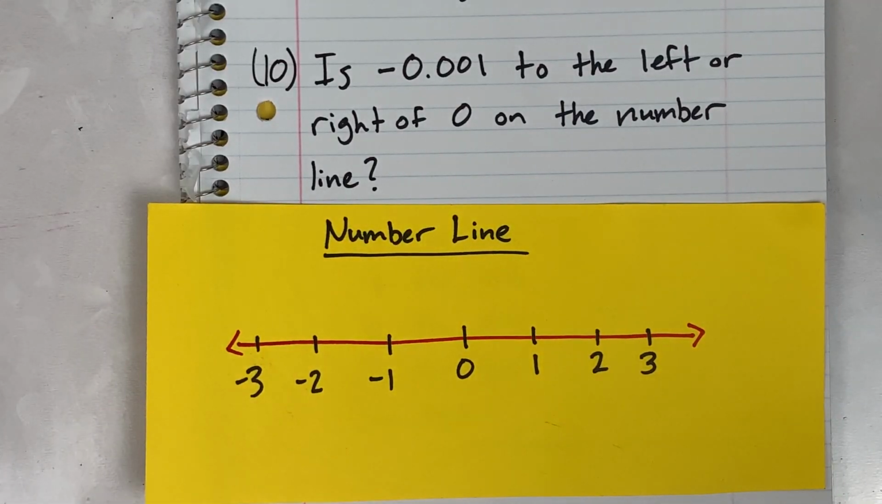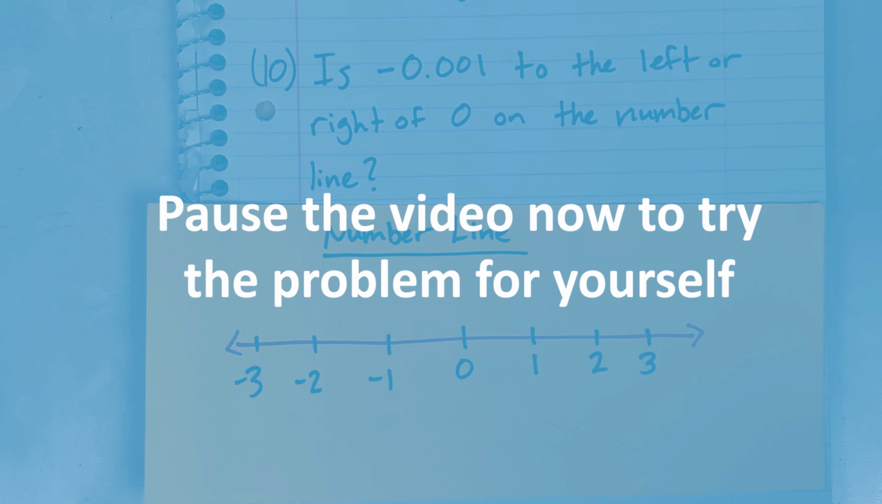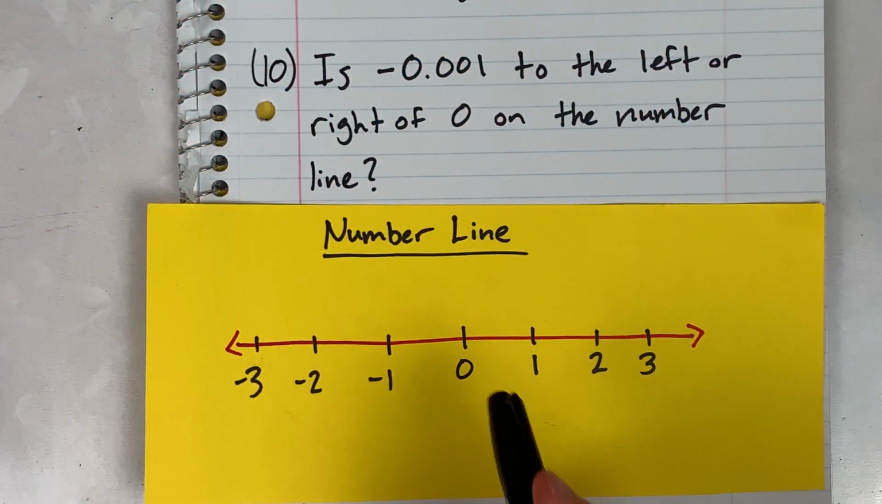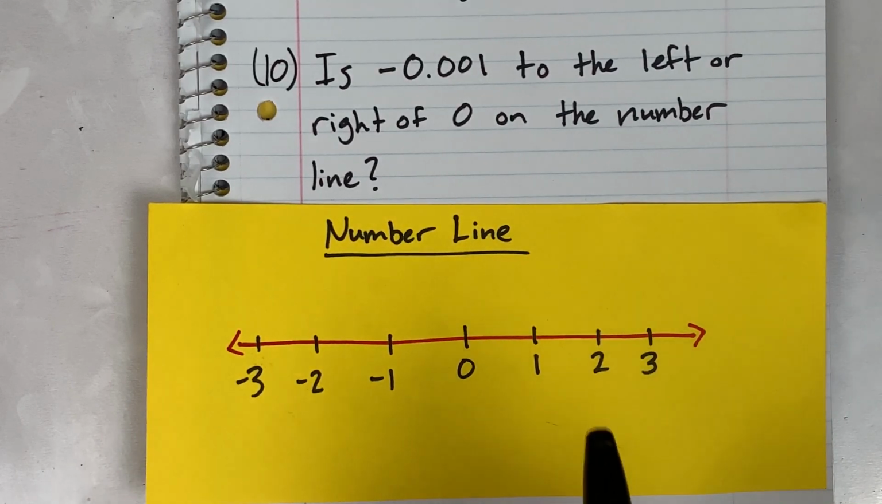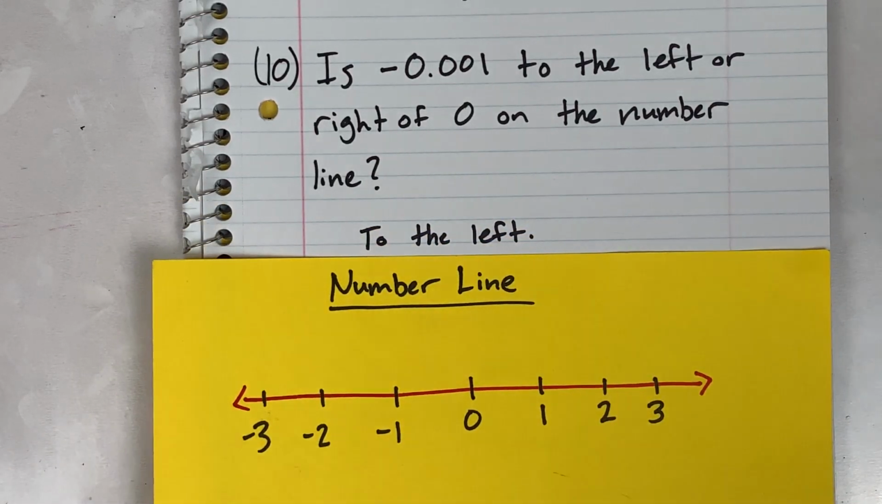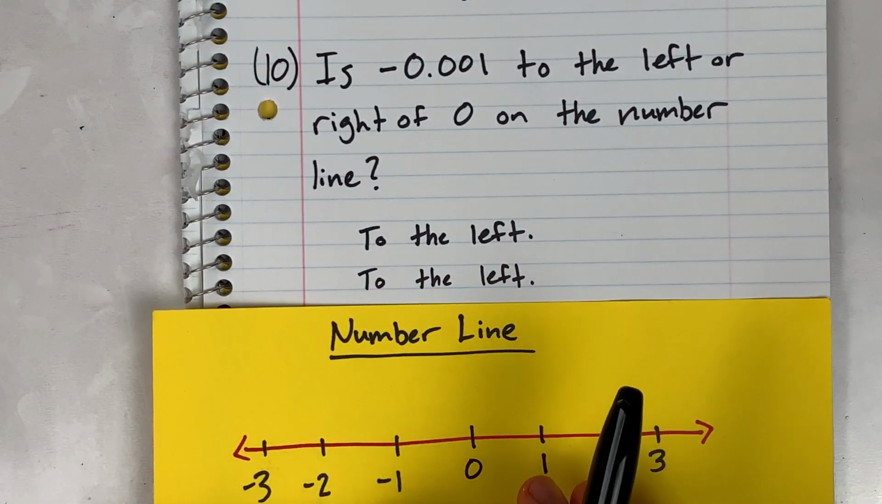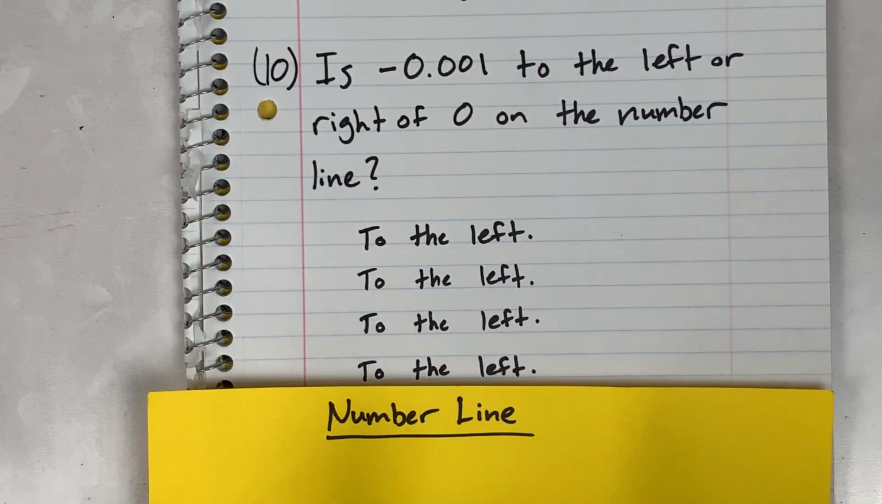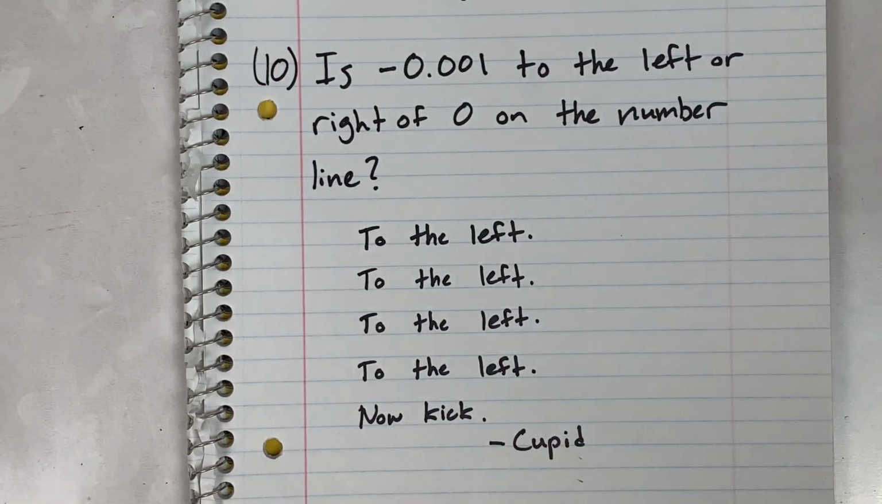Now lastly, we have number 10, which asks, is negative 0.001 to the left or right of 0 on the number line? Well, once again, looking at our number line, we know that the number line is ordered such that negative numbers are to the left of 0 and positive numbers are to the right. So, therefore, since negative 0.001 is negative, we know that the answer is it is to the left of 0 on the number line. Or, to quote the Cupid Shuffle, to the left, to the left, to the left, to the left. Now kick. And that's it.